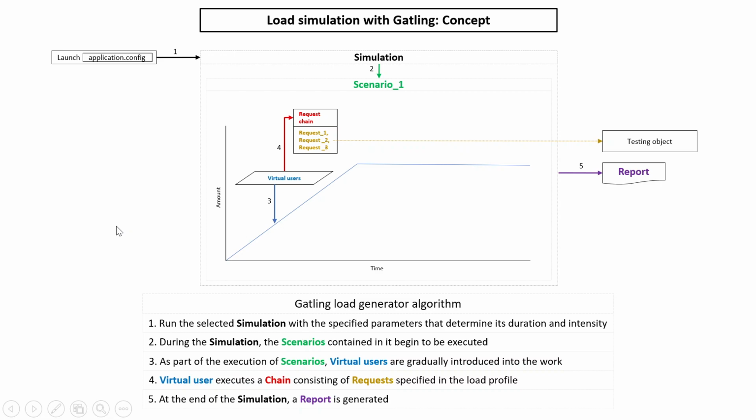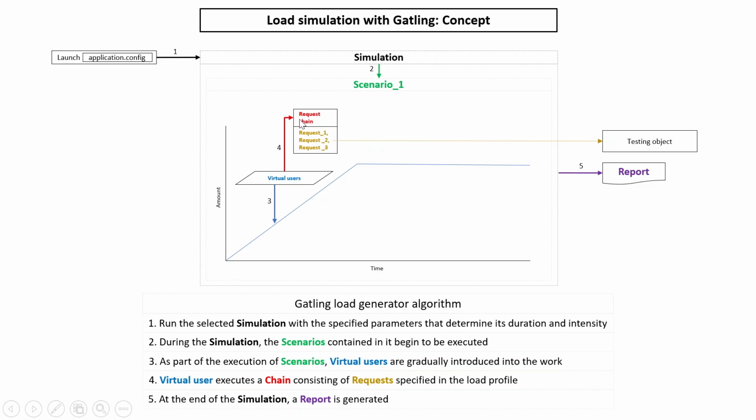We are running some kind of simulation. The simulation runs with the predefined parameters, usually the duration of the test and the rate of sending requests to the system. Several scenarios can be invoked in the simulation, but here we have only one scenario. As part of the scenario execution, virtual users are called. They are gradually being injected into the work, and while the test lasts, each user executes a chain of requests.